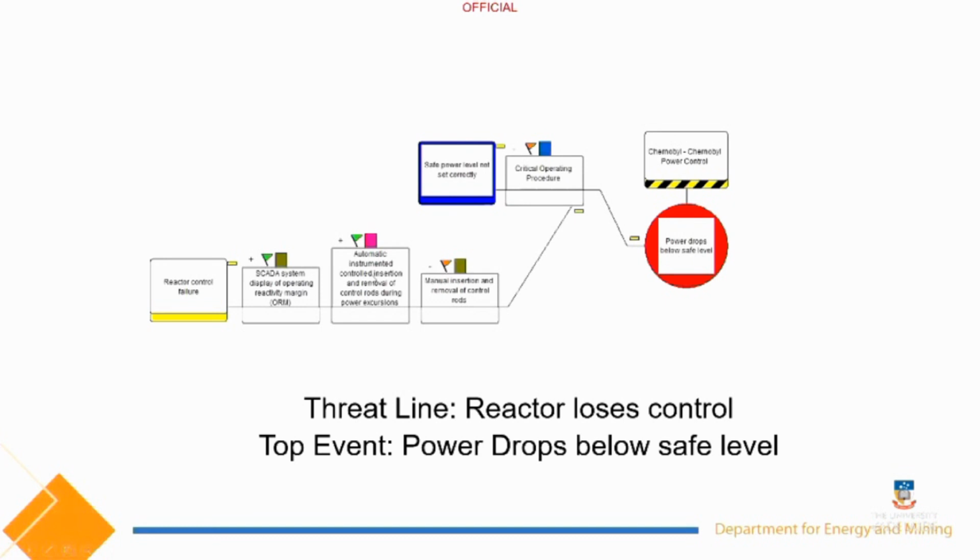The other control, of course, is the automatic instrumentation of the insertion and removal of control rods. That was switched off because they wanted to do it manually. The final thing is to manually insert the rods, but if you've actually taken too many rods off, you're creating an unstable reactor, and you lose control there as well.